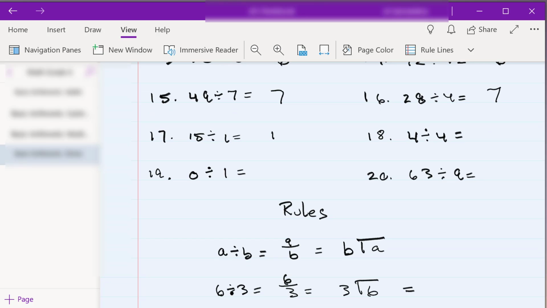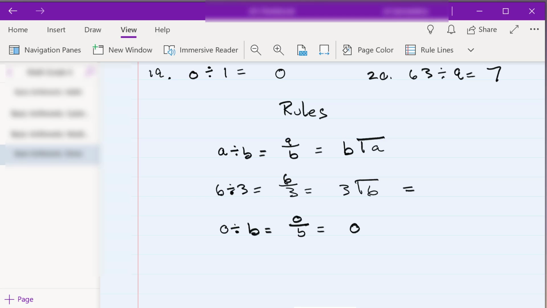15 divided by 1 is 15. Anything divided by 1 is that anything. So in this case, 15 divided by 1 is just 15. 4 divided by 4 is 1. Anything divided by that same anything is just 1. 0 divided by 1 is 0. 0 divided by any number is 0. 63 divided by 9 is 7.